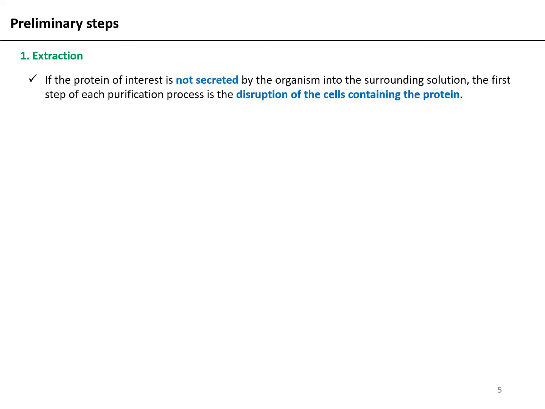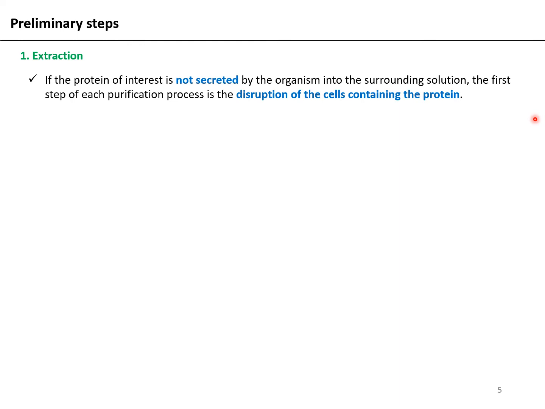This cell lysis falls under the preliminary steps of protein purification, and we could also call it extraction. So if the protein of interest is not secreted by the organism into the surrounding solution, the first step of each purification process is the disruption of the cells containing the protein. Do keep in mind that not all proteins are purified from the cytoplasm of the cell, or the nucleus of the cell if it's a nuclear protein.